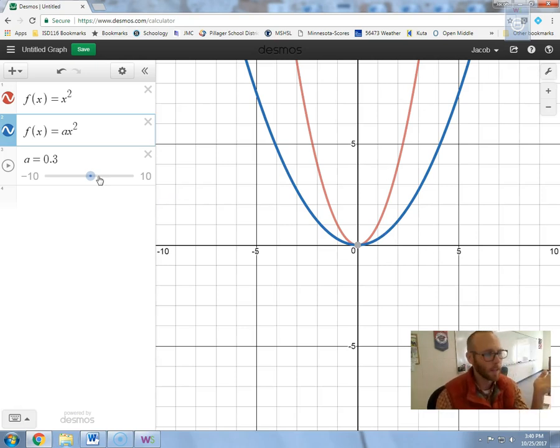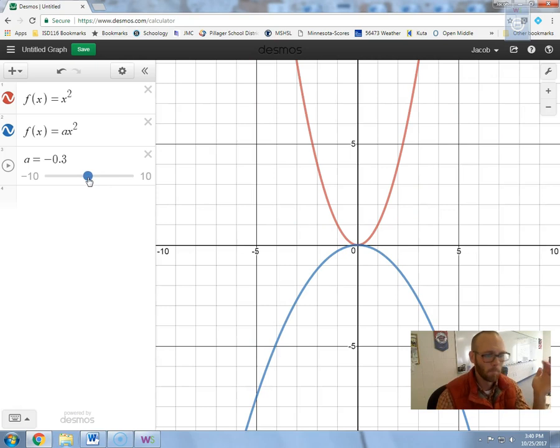What happens if a gets negative? It gets reflected over. And it's possible for us to have both a reflection and a vertical stretch or a vertical compress happening to the same graph.